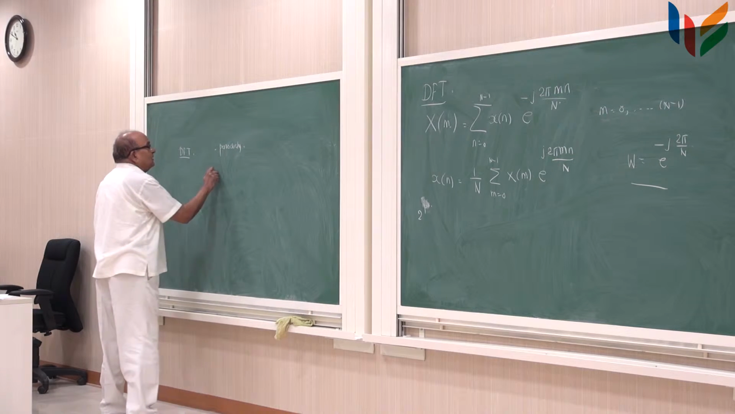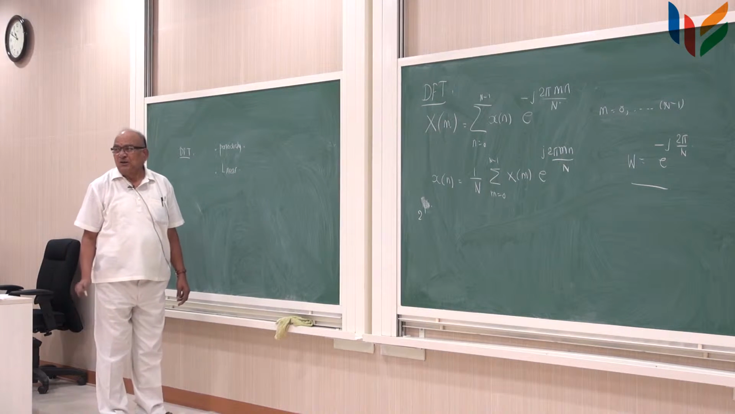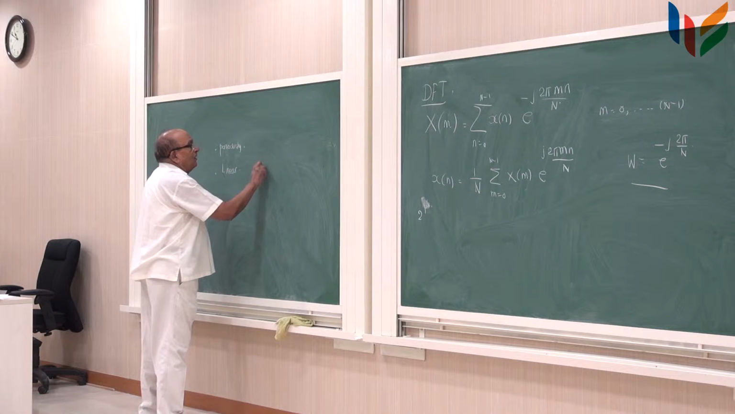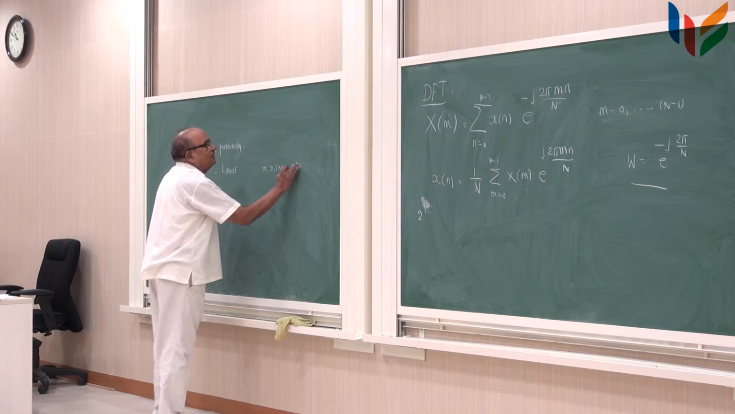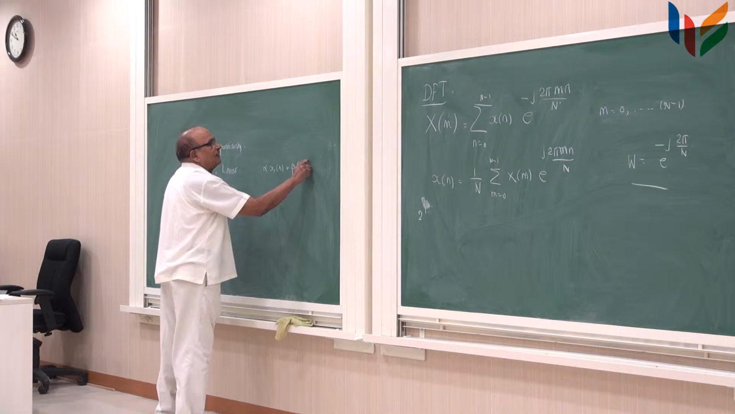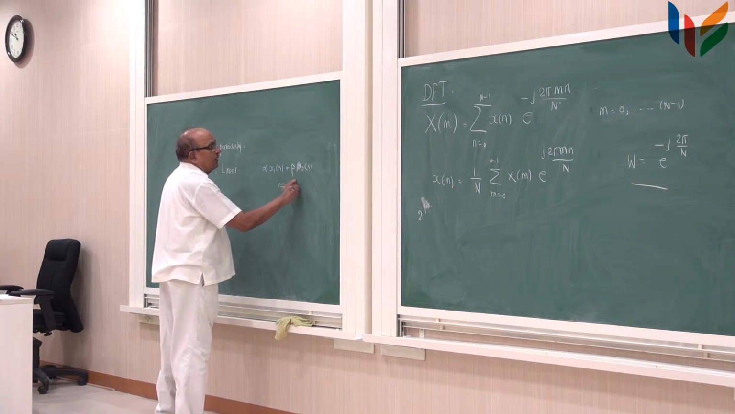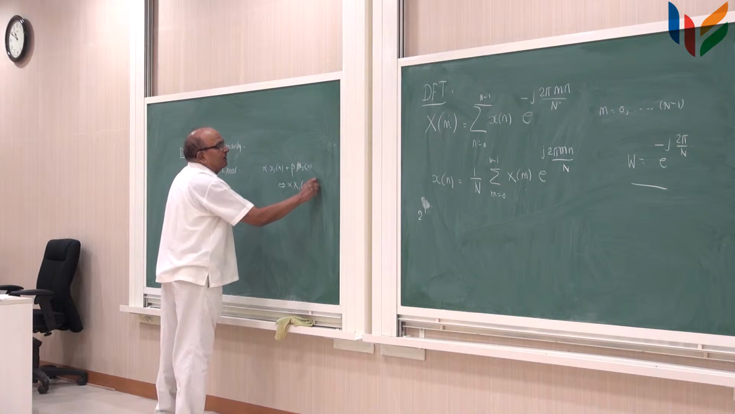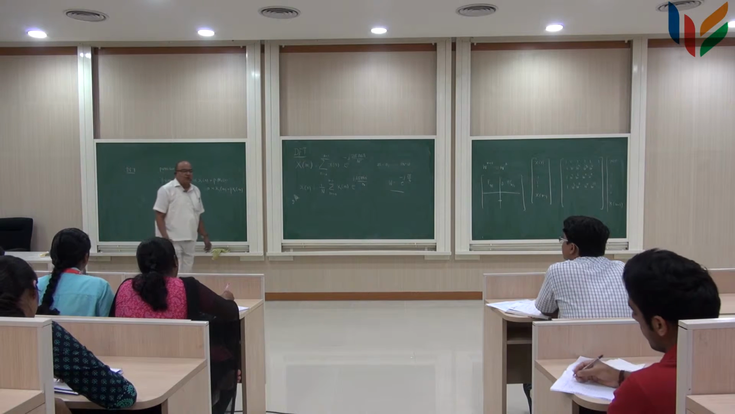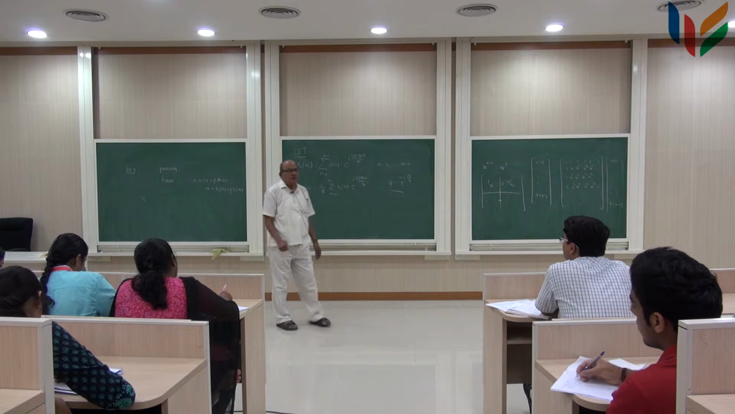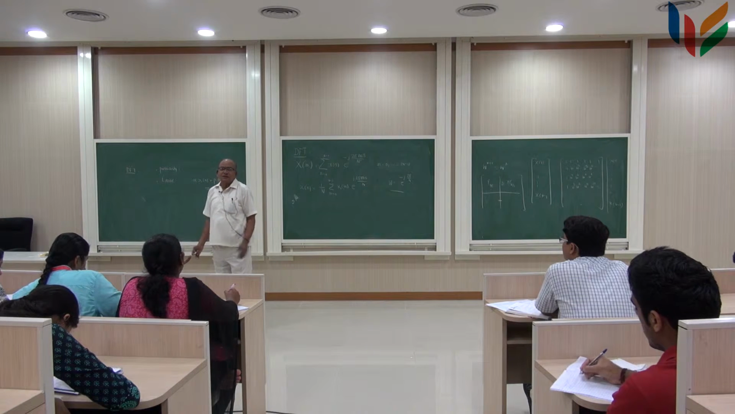Number 2 is that it is linear. Linearity, you know what it means: alpha x1 n plus beta x2 n will have a Fourier transform, DFT, equal to alpha x1 m plus beta x2 m. So, the transform is linear. Apply the linearity principle on this, and it comes out to be this. Most transforms we deal with again are linear transformations.